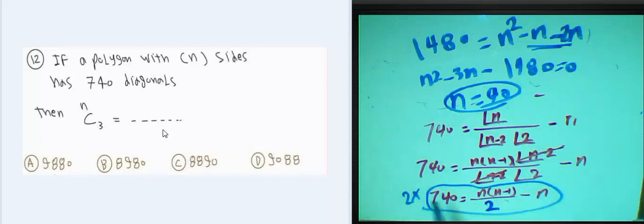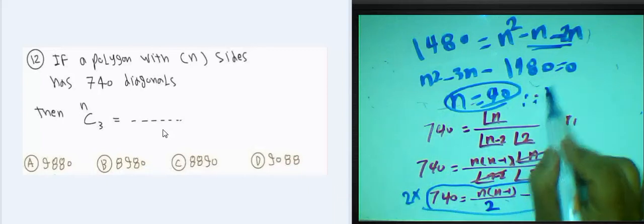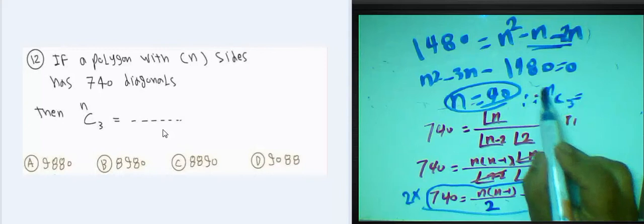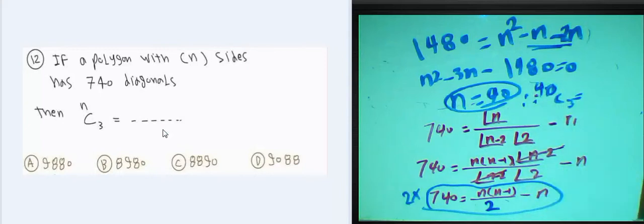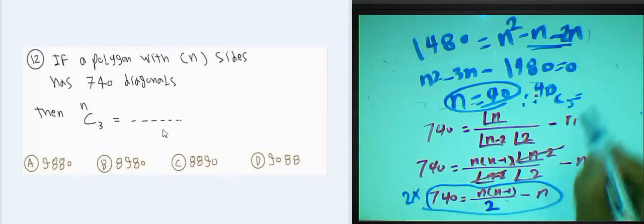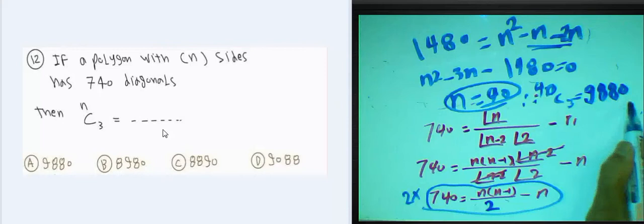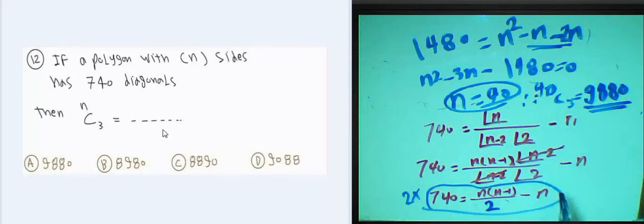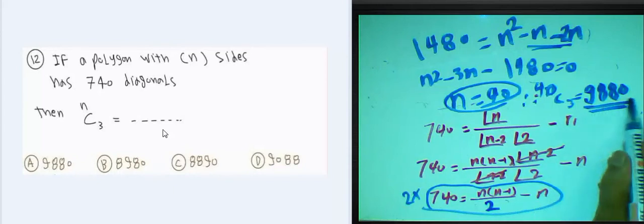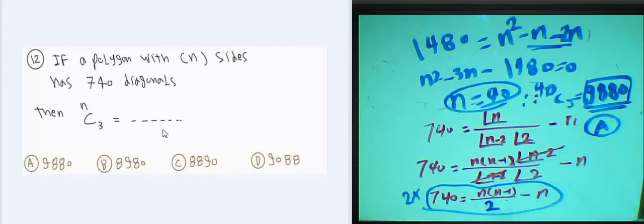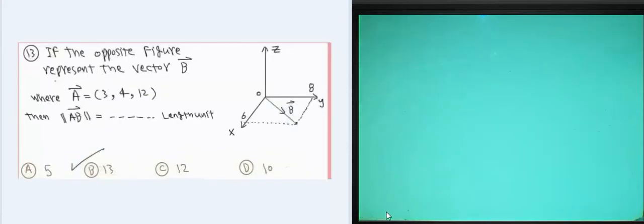Then n will be equal to 40. Then you can write n combination 3, but n equals 40. 40 combination 3 by using the calculator will be 9,880, sorry, letter E, 9,880. Choose letter E.